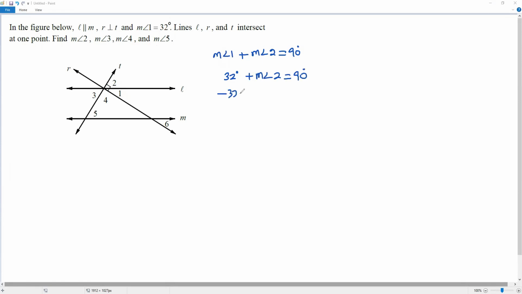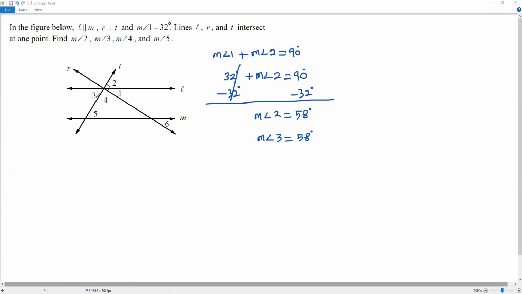Let me subtract 32 degrees from both sides of this equation to solve for the measure of angle 2. Here the positive and negative values will cancel out. Measure of angle 2 equals 58 degrees. Okay, I got the measure of angle 2. Now let's consider this angle and this angle. These two angles are vertical angles, so they must be equal. So the measure of angle 2 and the measure of angle 3 are equal. Already we got the measure of angle 2, that is 58 degrees. Then the measure of angle 3 is also the same. That is, the measure of angle 3 equals 58 degrees.